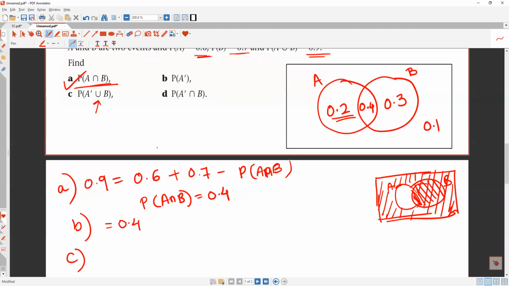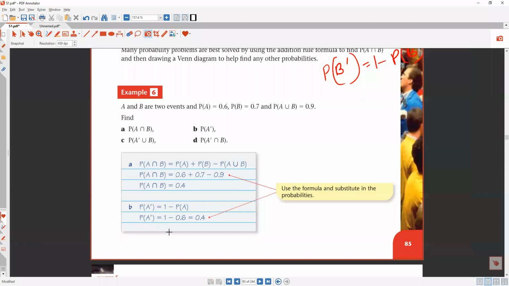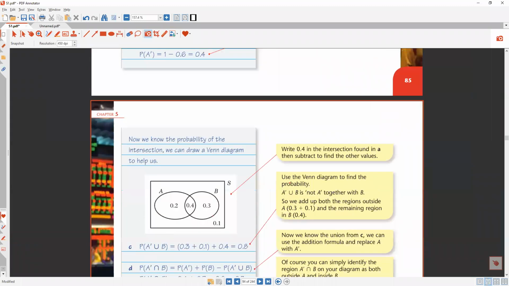You can see that because union means wherever the lines are there. So wherever lines except for the 0.2 part, everywhere the lines are there. So this is going to be 0.8. C is 0.8. Let us check whether C is 0.8 or not. Yes, it is 0.8. Now let's go to the D part.